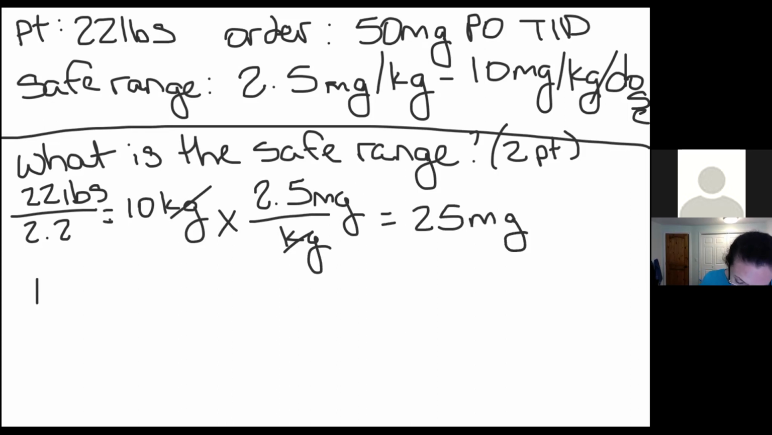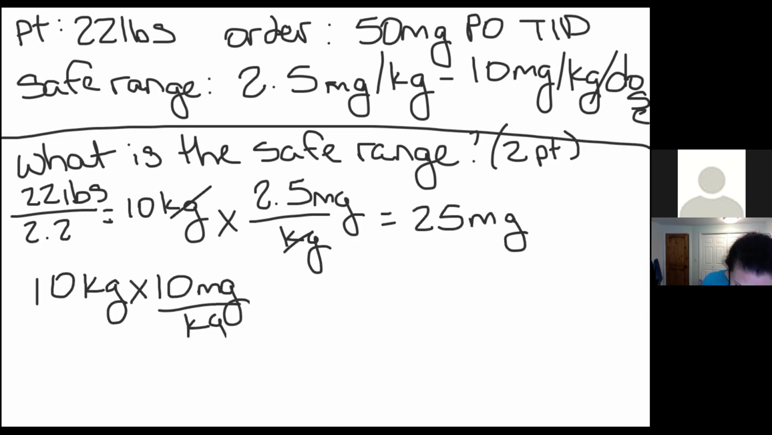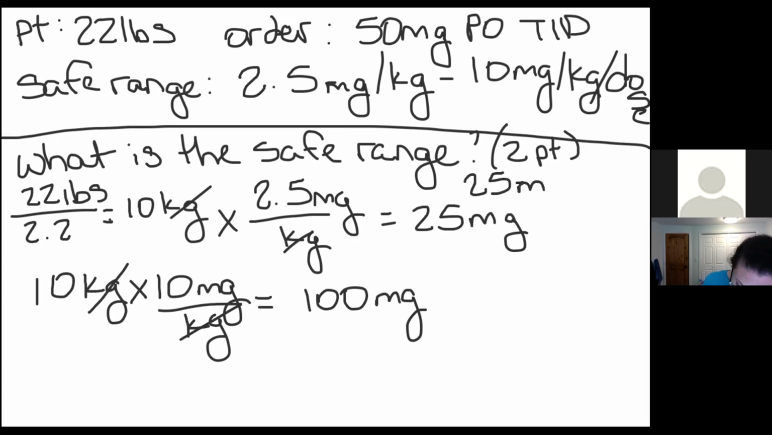And I want to do the same thing to figure out the top. So 10 kilograms times 10 milligrams per kilogram. Kilograms again cancel, and I'm left with 100 milligrams. So in answering what is the safe dose range, it is 25 milligrams to 100 milligrams, and that is per each dose.